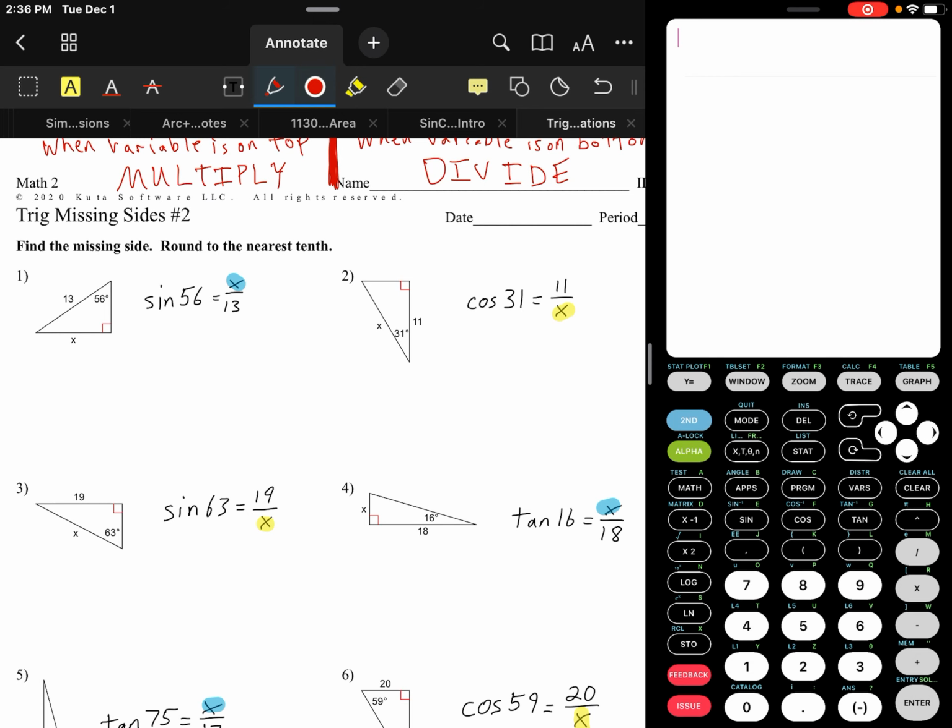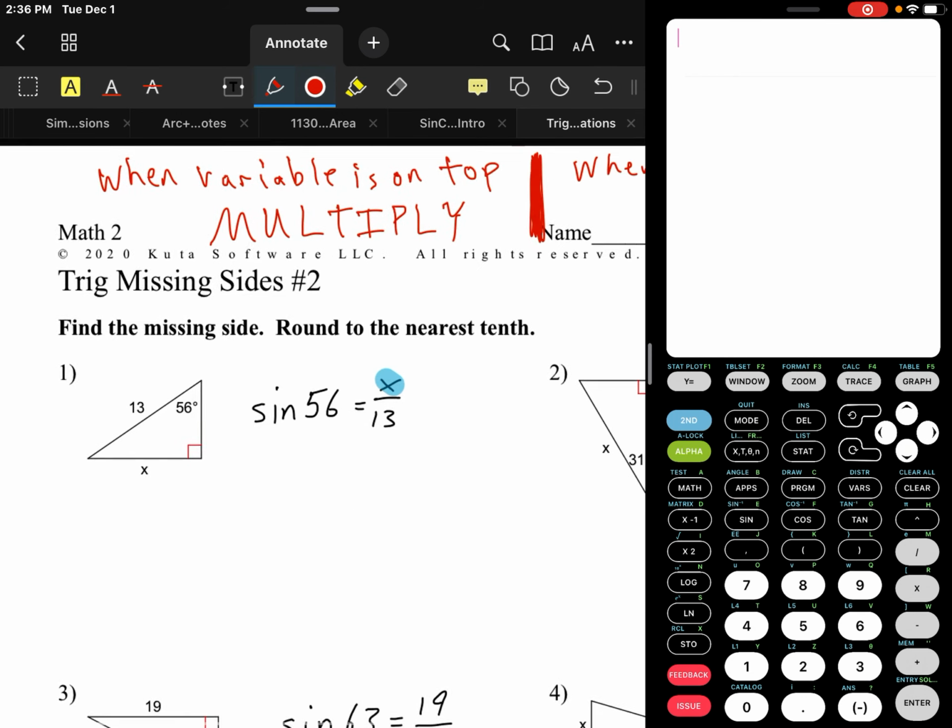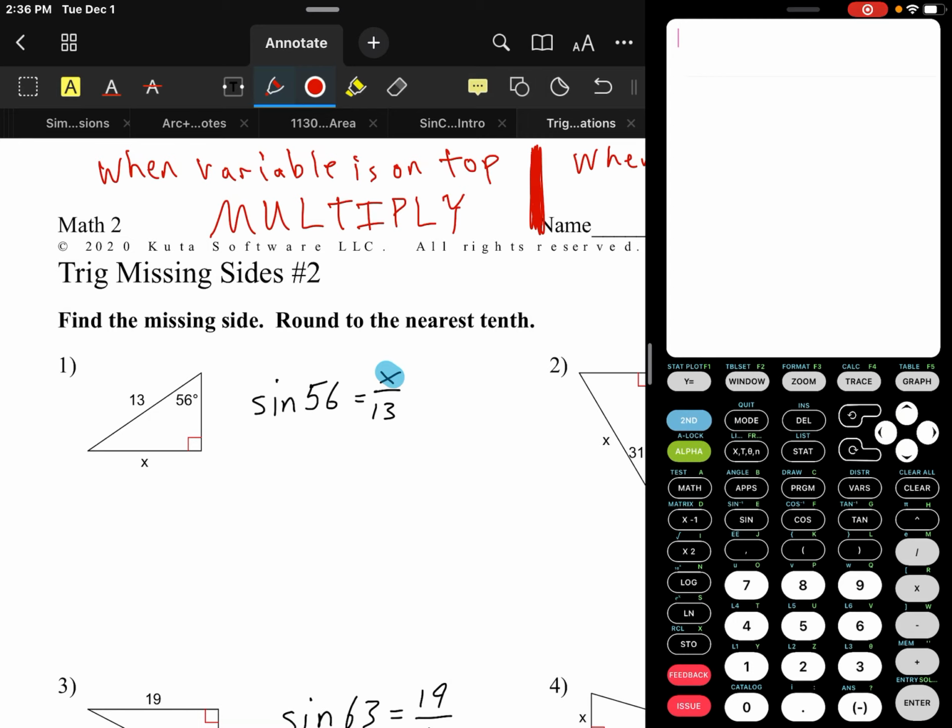So I'm going to show you how that works. All right. So number one, the variable is on the top. Okay. So what you do is you take all of this, sine 56 and 13, and multiply it together. So it looks like this. 13 times sine 56 equals x. All right, and then you plug this in the calculator. All right. So that's why we've been practicing with the calculator here. 13 times sine 56, and you're good.